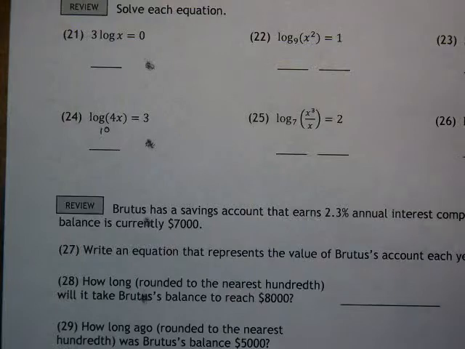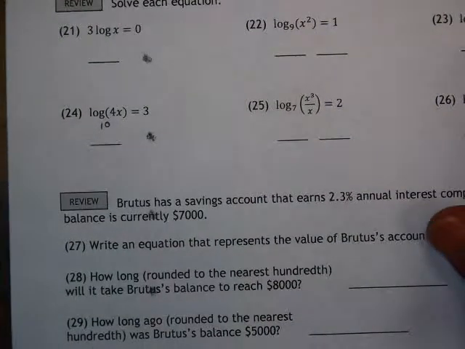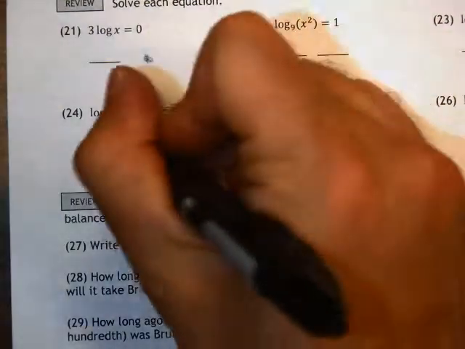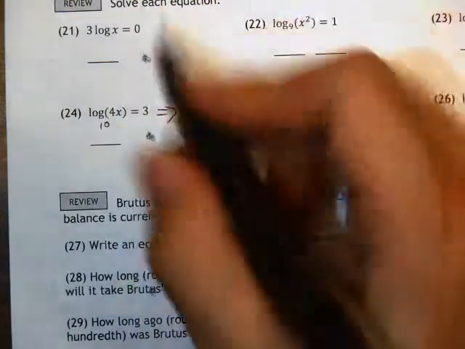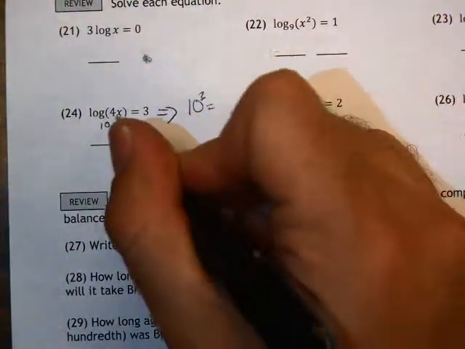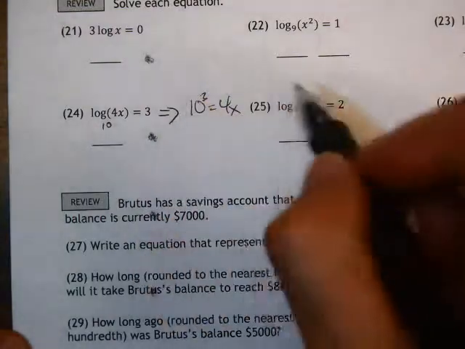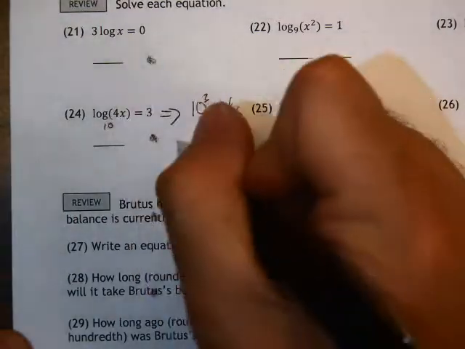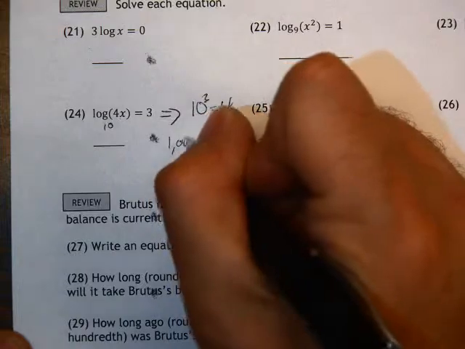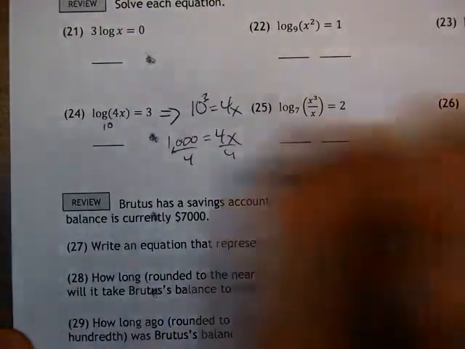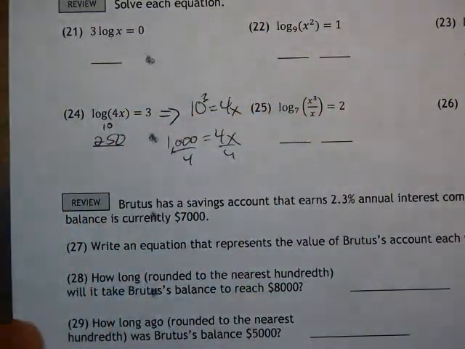It's like the calculator. When there's no base there, we use a 10 instead. Now what I'm going to do is I'm going to switch this to exponential form. So this will become the base of 10 raised to this power of 3 equals 4x. That's the hard part. It's just being able to switch out of log form to write that equation. Then it's working it all out from there. 10 to the third is not 30. 10 times 10 times 10 is 1,000 equals 4x. And then you're dividing by the 4, which will give you 250 as the solution for number 24.